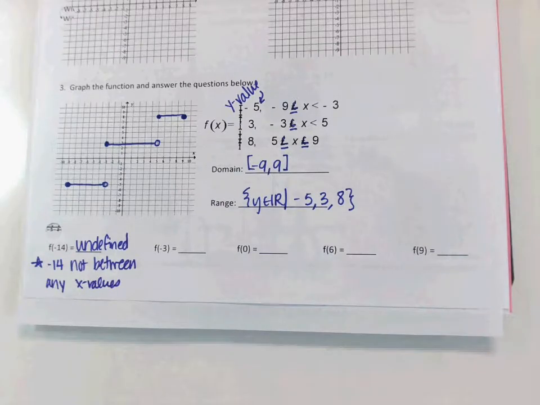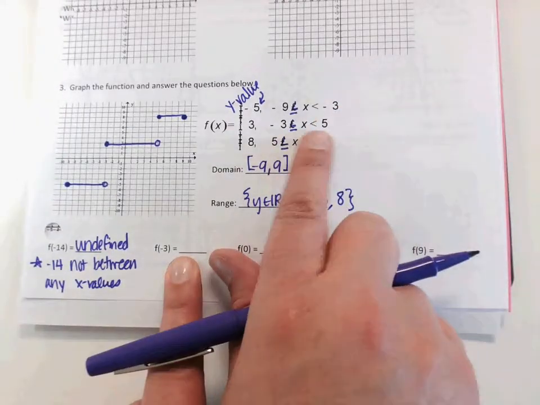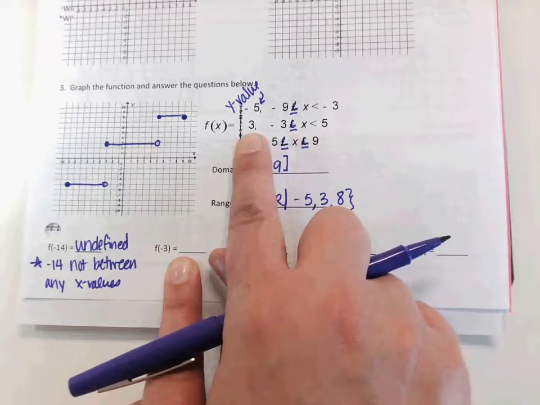Okay? What about -3? Where does that fit between? Okay, -3 is open here, so where do I have to fit it in? The equal to. The middle two, where the equal to is. And at -3, what y value do I pick? 3.